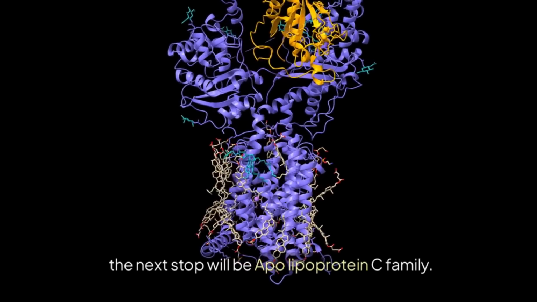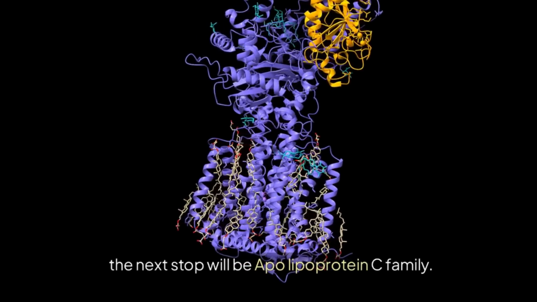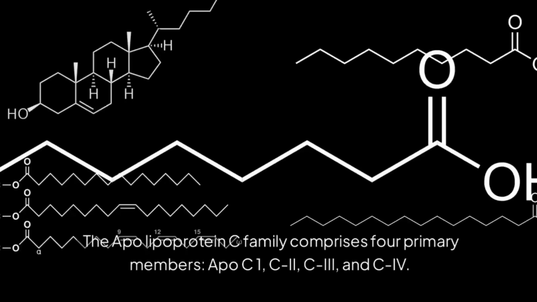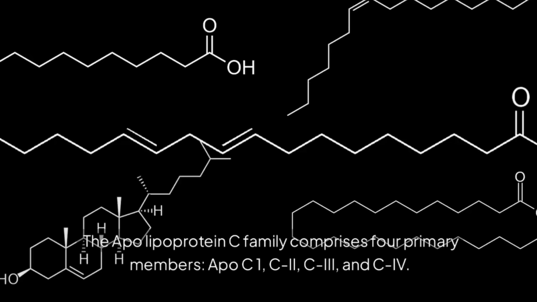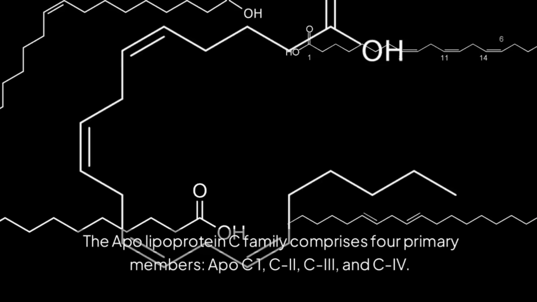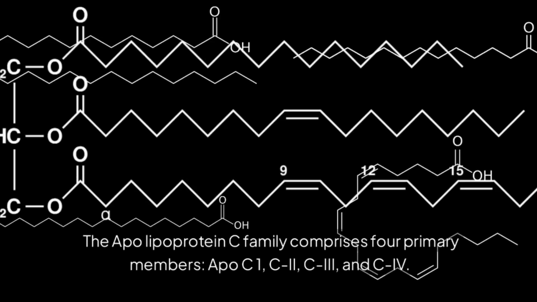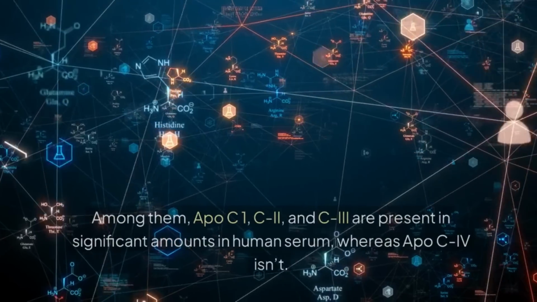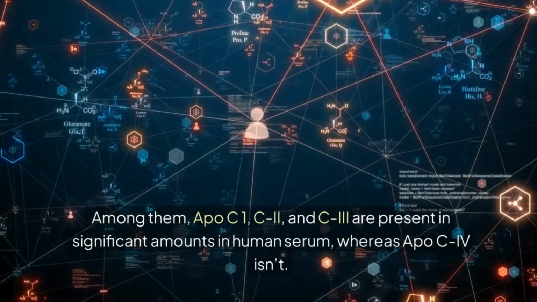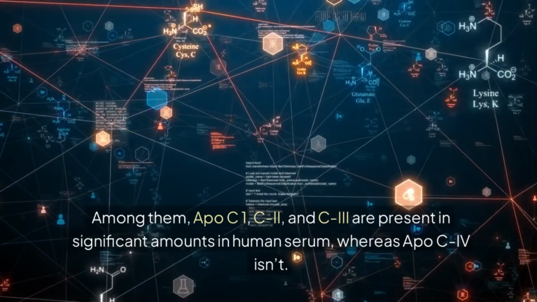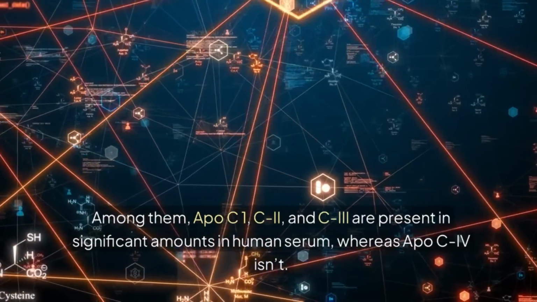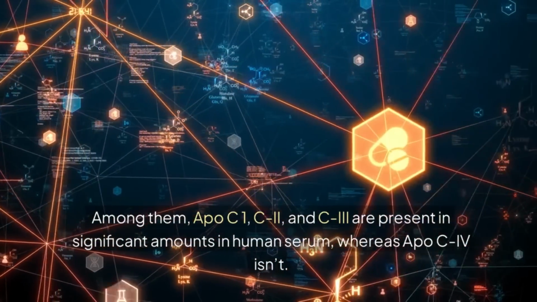The next stop will be Apolipoprotein C family. The Apolipoprotein C family comprises 4 primary members, ApoC1, C2, C3, and C4. Among them, ApoC1, C2, and C3 are present in significant amounts in human serum, whereas ApoC4 isn't.